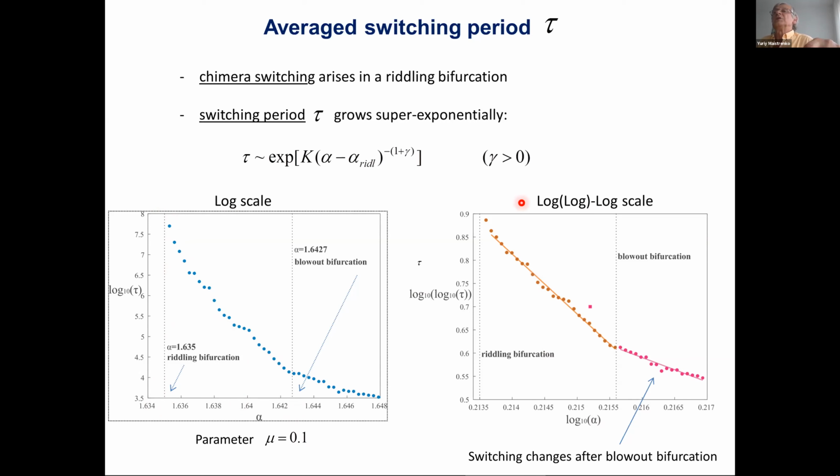So we may take one more logarithm to show that the law is like an exponent of the difference in parameter, but there is some positive parameter gamma which gives this straight line. And it was interesting for us to find that at this point you see that the asymptotic changes. This is the point of blowout bifurcation. So at this moment, two transverse Lyapunov exponents become positive, and it changes the asymptotic of switching. So the switching law changes after the blowout bifurcation.